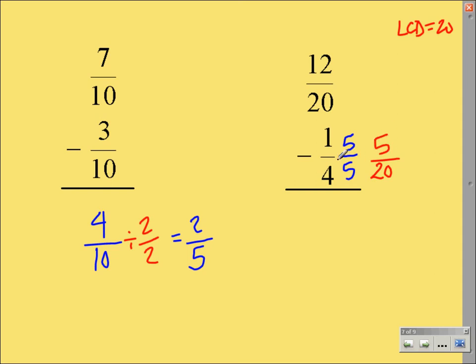So now I can go ahead and do my subtractions with the denominator of 20. 12 take away 5 is 7. And since this is in its fully reduced form, we are finished with this problem.